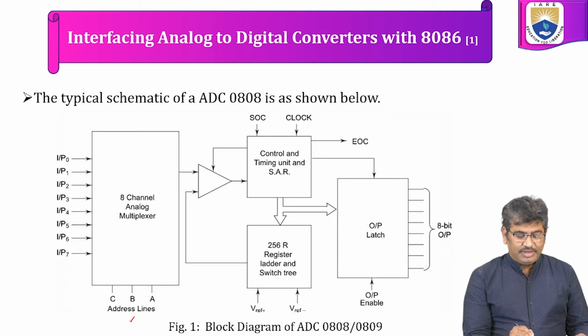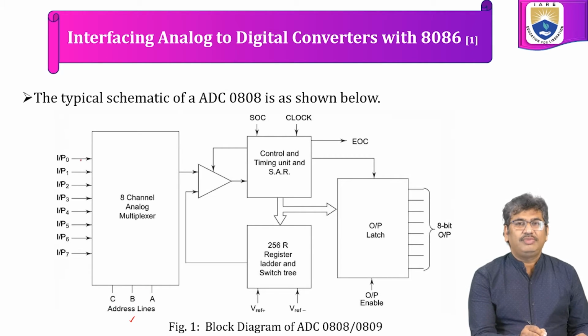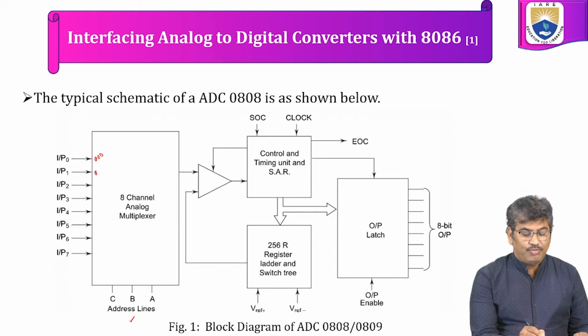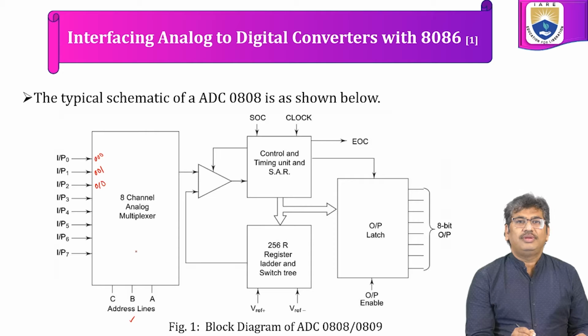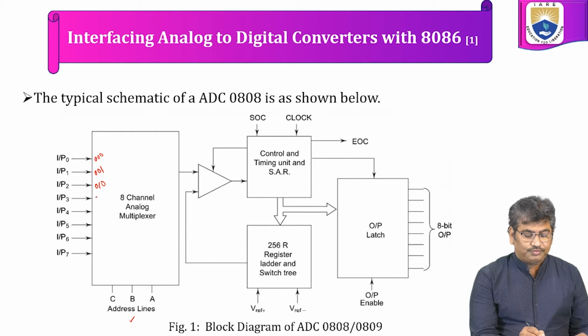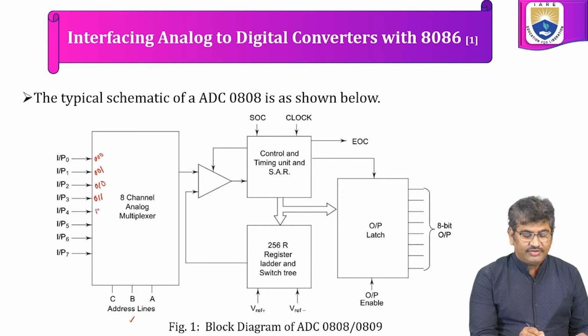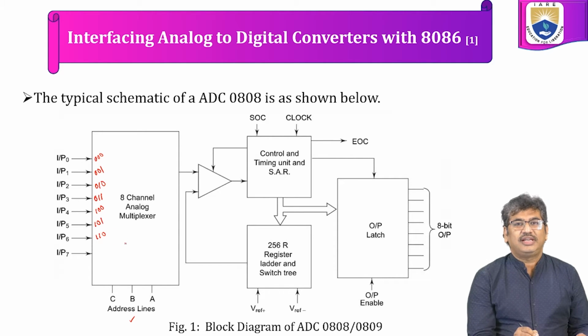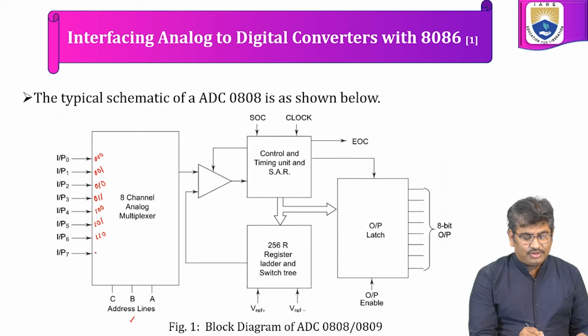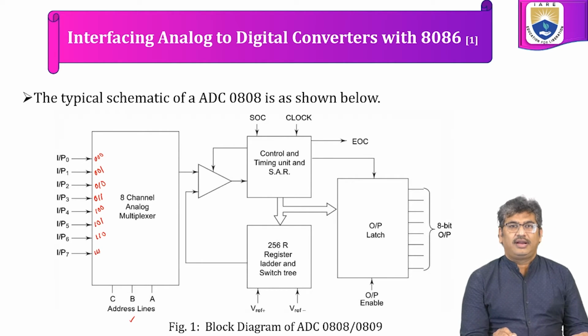If you give ABC equal to 000, input 0 will be selected. If ABC is 001, input 1 will be selected. If ABC is 010, input 2 will be selected. If ABC is 011, then input 3 will be selected. If the address lines give 100, input 4 will be selected. If the address lines are 101, then input 5 will be selected. For the address lines 110, input 6 will be selected. For selecting input 7, we have to pass 111 on the address lines.